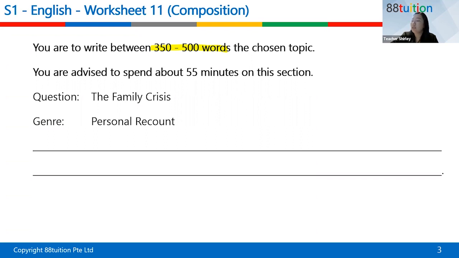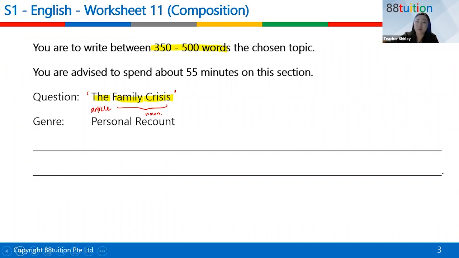Okay, so this question is on the family crisis. Usually the question for personal recount is not as such. It's not like this is an article, right? So it's an article and then a noun. It's not in this manner. Usually for personal recount, they will say, write about a time when you faced a family crisis. So that is usually the standard question in terms of topic.